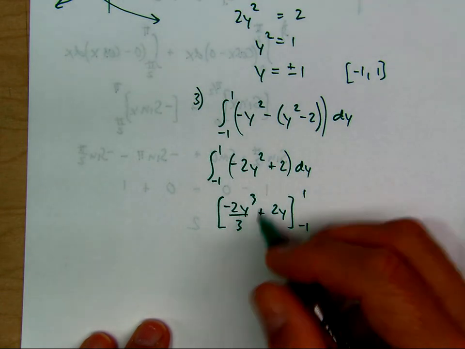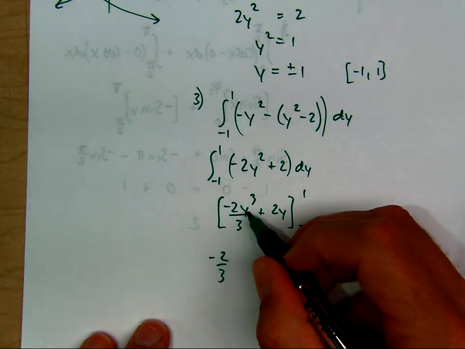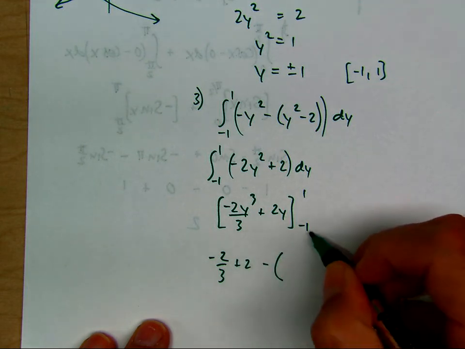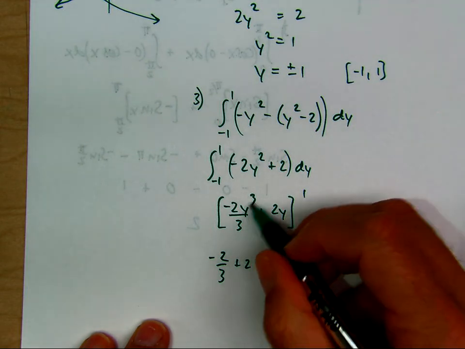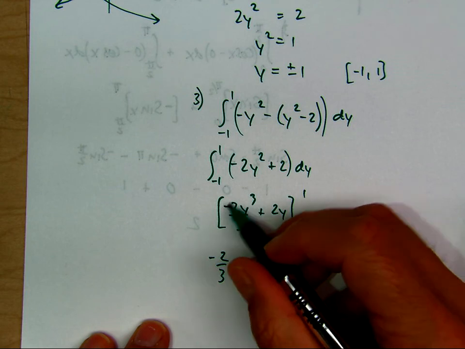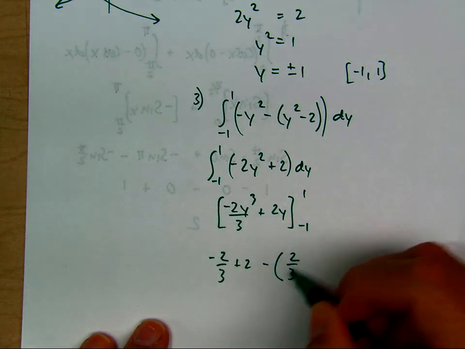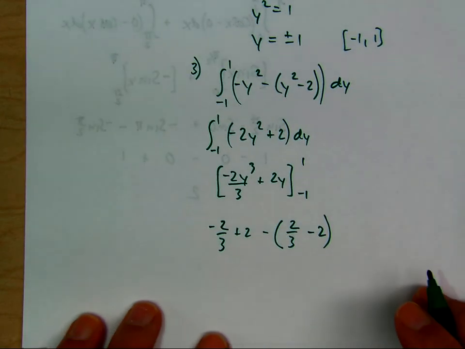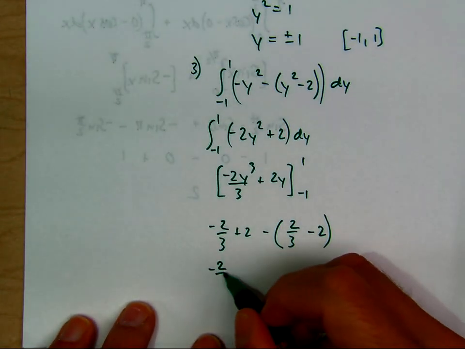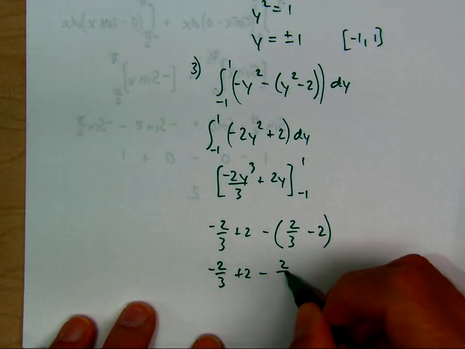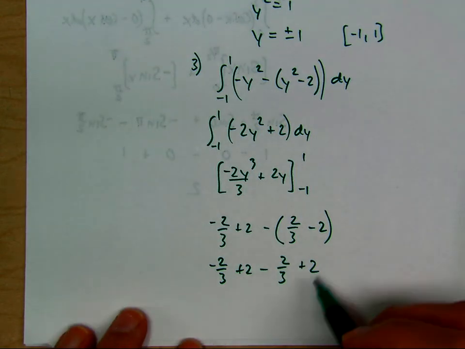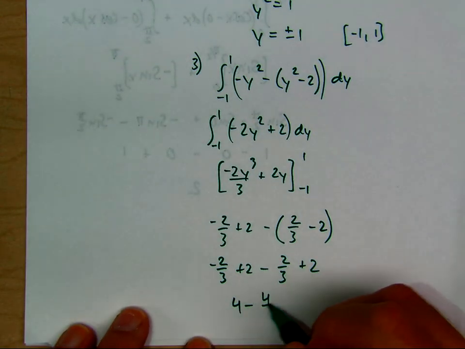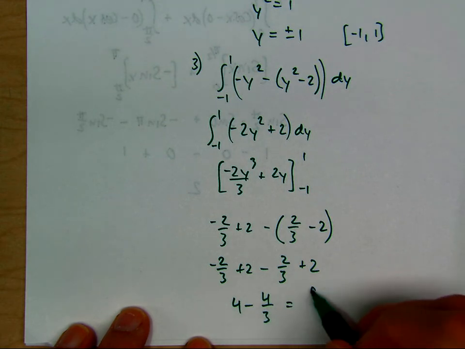Substitute a 1. So 1 cubed is 1, plus 2 times 1. And then we'll put a negative 1 in there, and negative 1 cubed is negative 1, so negative times negative is positive 2/3. Put a negative there and we get negative 2. So 4 minus 4/3 gives us 8/3.